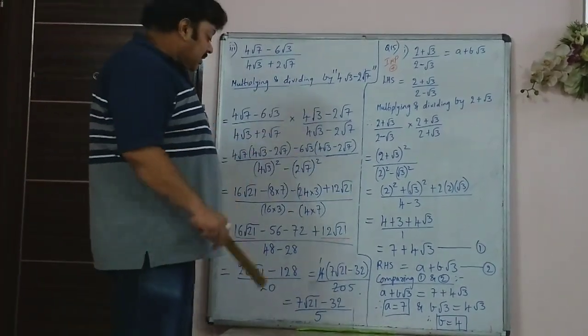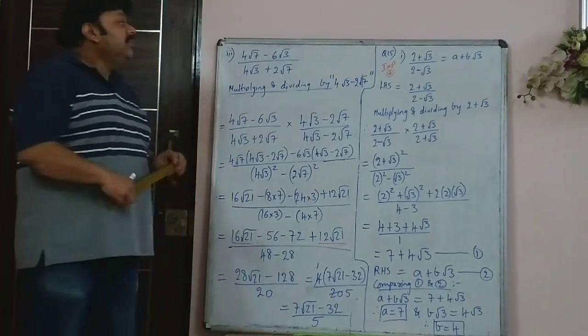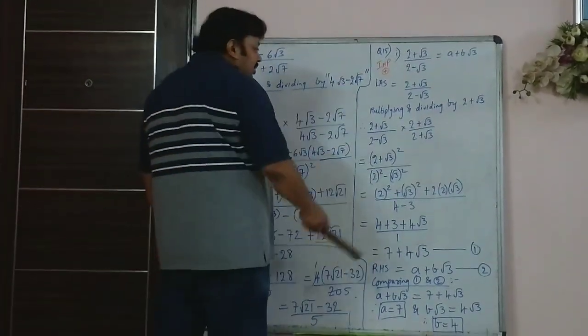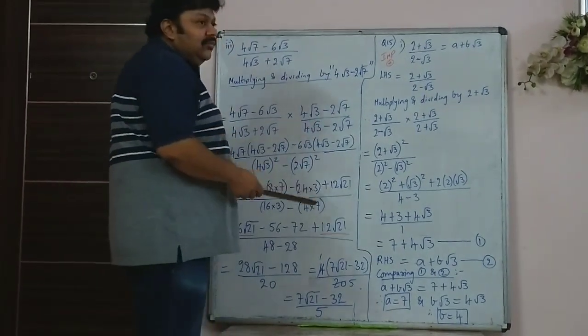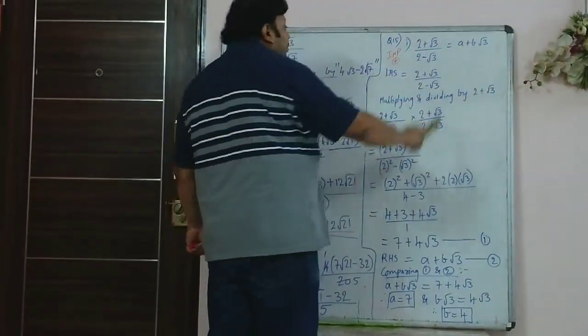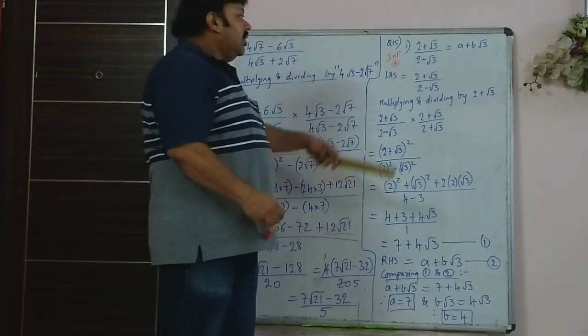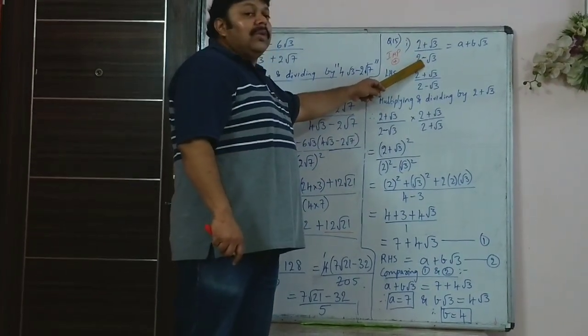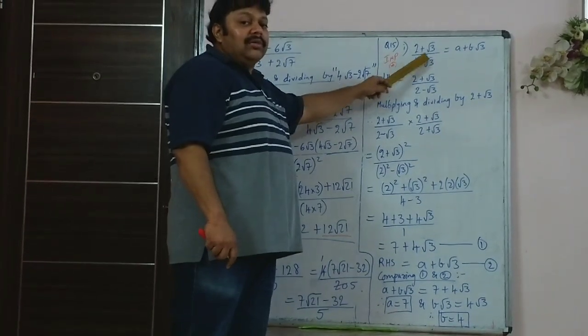So that is how you solve the third part. Now question 15 is slightly different. You are given almost the same, but just you have to find a and b. Your right hand side is a plus b root 3 and left hand side is in this form. So first we have to rationalize by multiplying and dividing by 2 plus root 3.